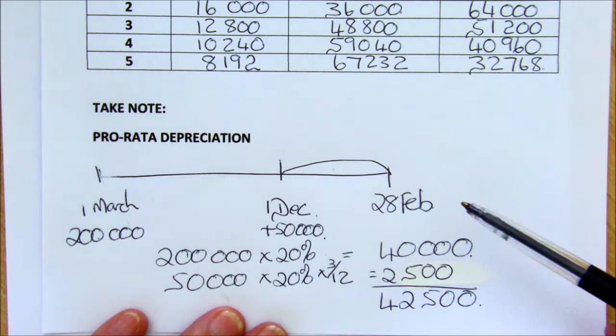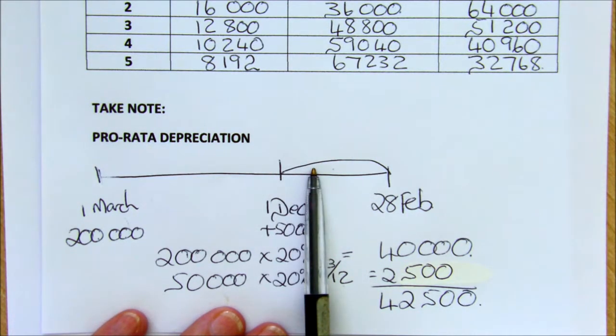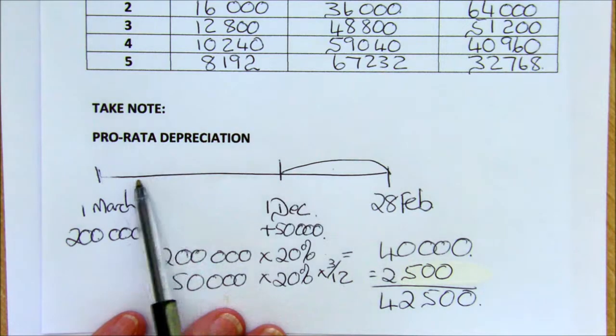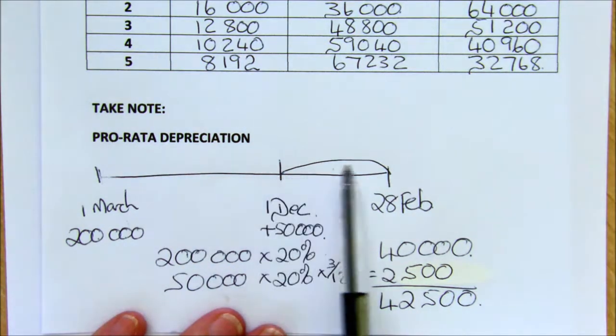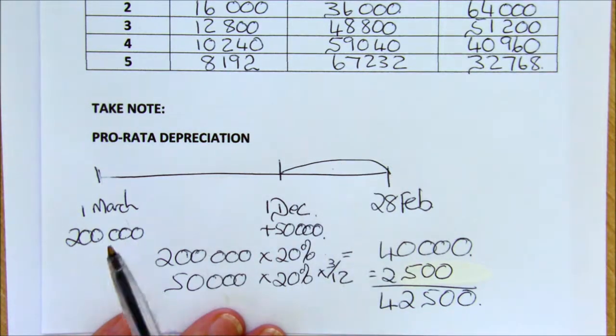You need to watch your dates very carefully and take note that because you bought it on the 1st of December, you've had this for the whole month of December. A lot of learners don't know whether to include or not to include December. And that's where a timeline helps you. It's going from the 1st of December to the 28th of February. So the whole of December, January, February are included.